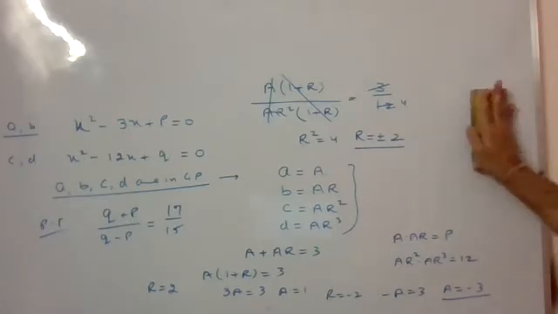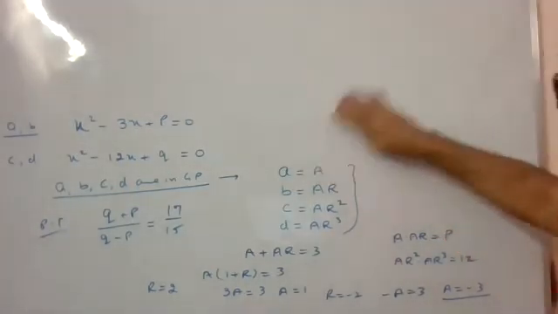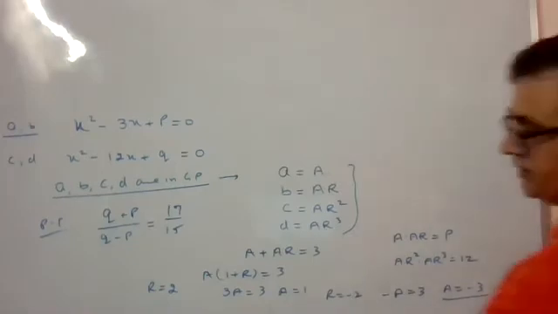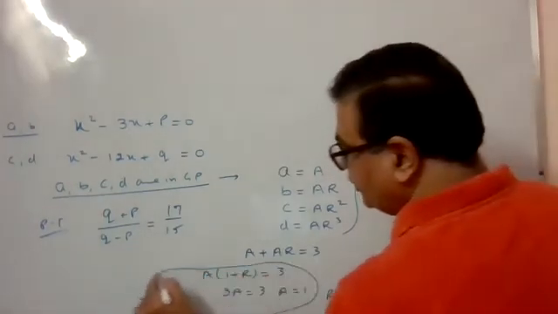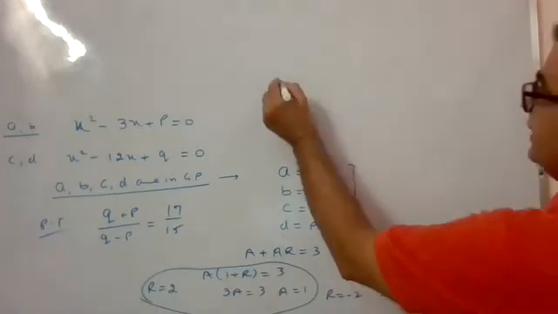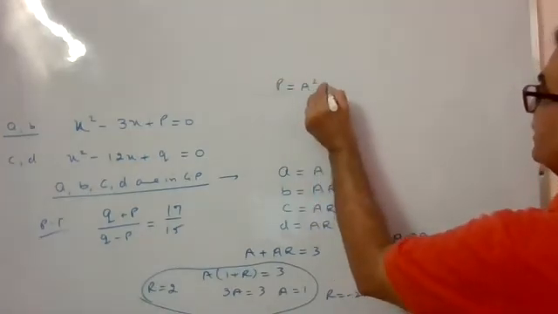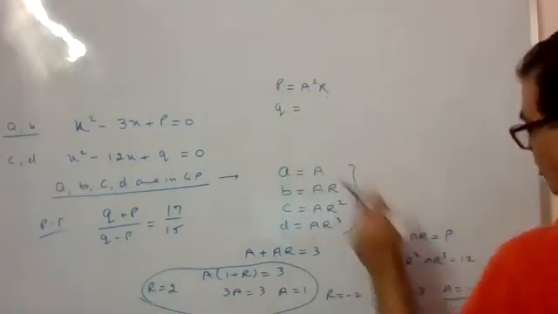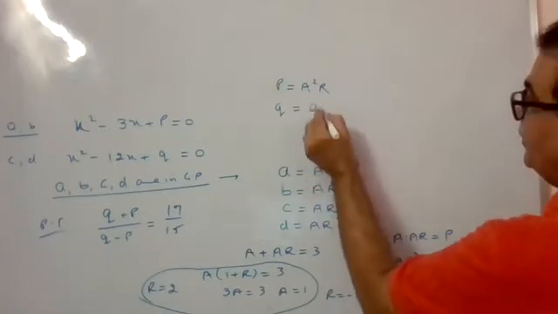Now I'll calculate what is p and what is q. First I take this case and find out what is p and q. P is already there, A square R. And q is what? A square R power 5.